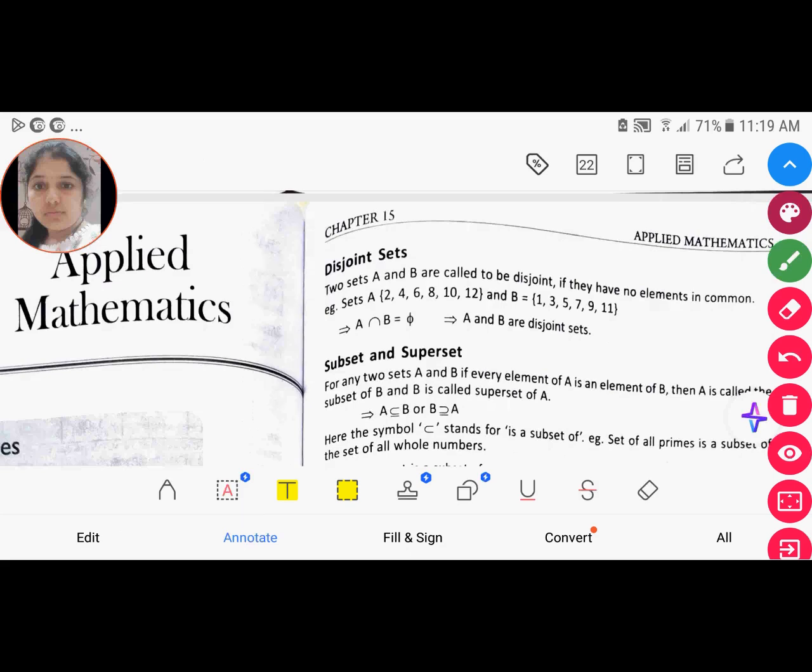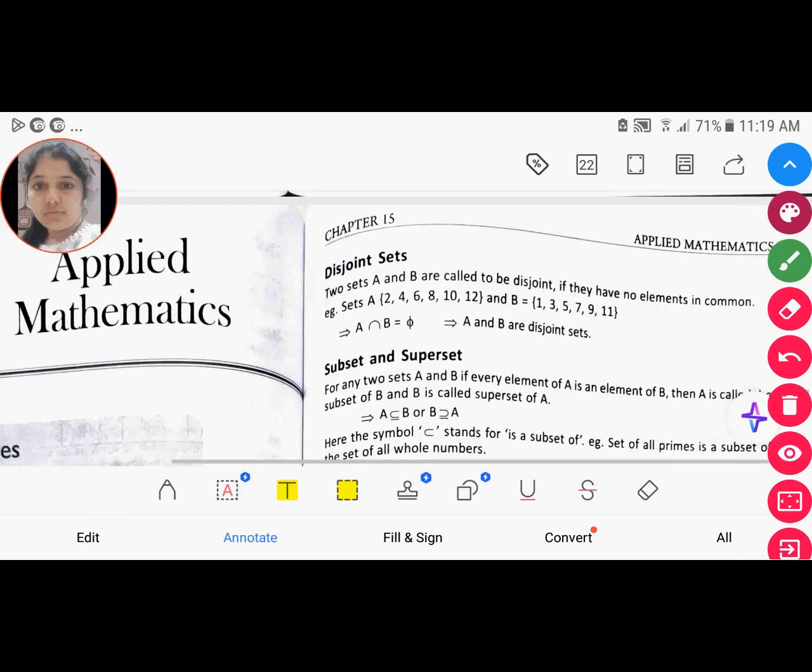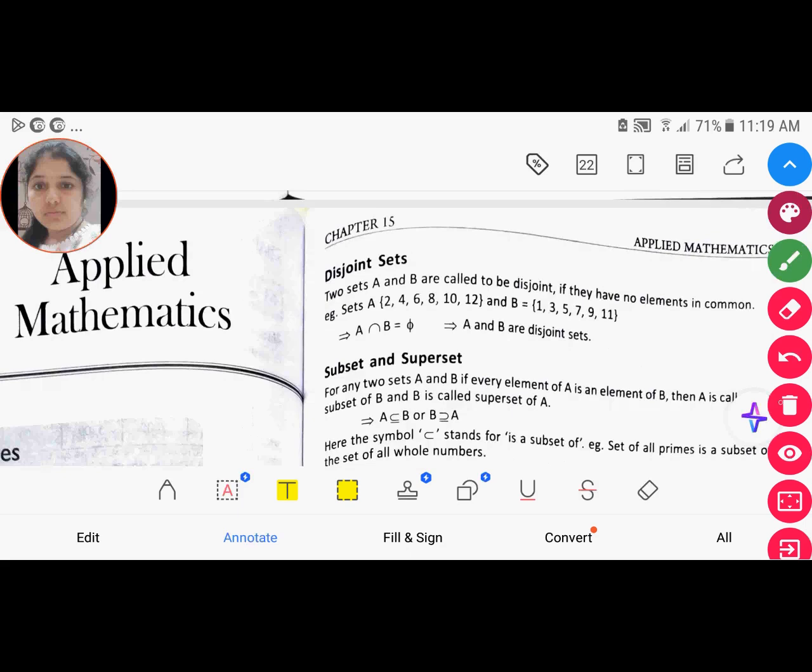Disjoint set means if there are two sets and there is nothing common in both of them, or they have no element in common, then it is known as a disjoint set. For example, A and B are the two sets shown here. A possesses all even numbers, B possesses all odd numbers, so they have no element in common, so it is known as a disjoint set, and it can be denoted as A disjoint B is equal to no common element.